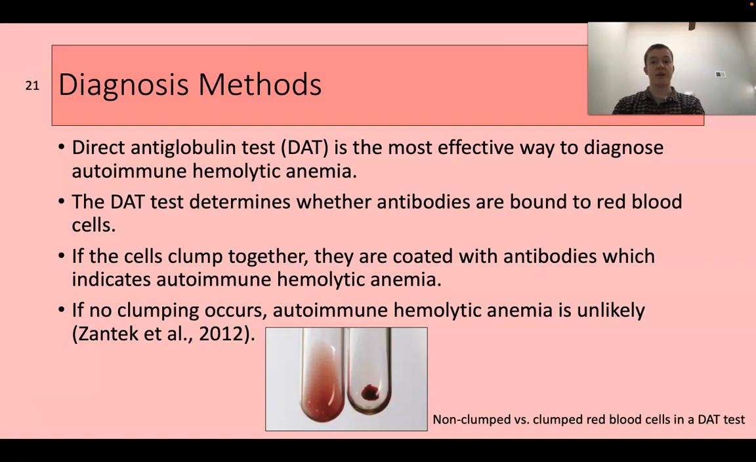This can be accomplished by adding a substance to a blood sample that clumps antibody-coated cells together. If the cells do clump together, they're likely coated with antibodies, which indicates autoimmune hemolytic anemia. And if they do not clump together, autoimmune hemolytic anemia is unlikely. And you can see in the picture on the bottom of the slide a clumped blood sample versus a non-clumped blood sample. The clumped sample indicates autoimmune hemolytic anemia, whereas the non-clumped sample does not.